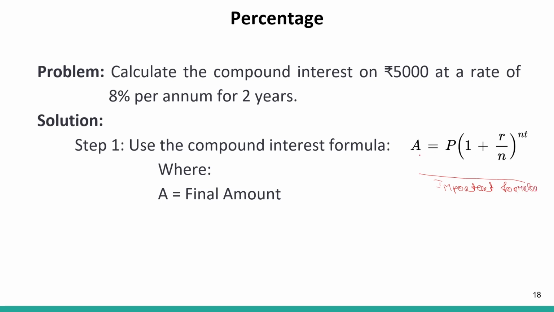Okay, so you have the compound interest formula, that is A is equal to P whole into 1 plus R by N whole power N into T. So T is the time period in years. A is the final amount.